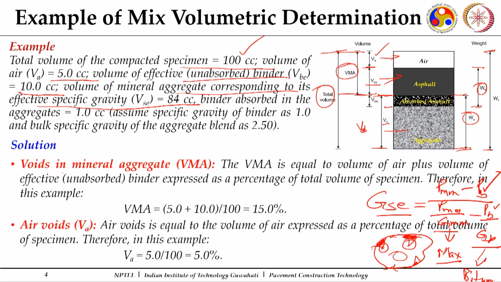So, if that is known, then we get this value of GSE. Corresponding as weight of aggregates is known, correspondingly you can work out the volume. The volume which is shown here includes the volume of solid part plus the volume of voids which are not filled with the bitumen. This is mentioned here as 84 cc.